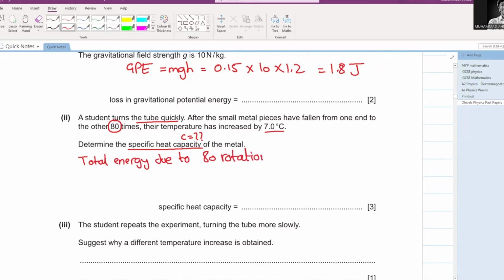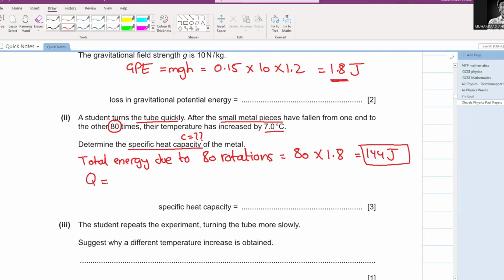बेटा what will be the total energy due to 80 rotations? एक रोटेशन या एक टर्न की वजह से एनर्जी क्या आ रही है? 1.8. What will be the total energy due to 80 rotations? 80 into 1.8. Perfect. This comes out to be 144. The total energy due to 80 rotations comes out to be 144 joules. So this is the energy that is being transferred to the small metal pieces.